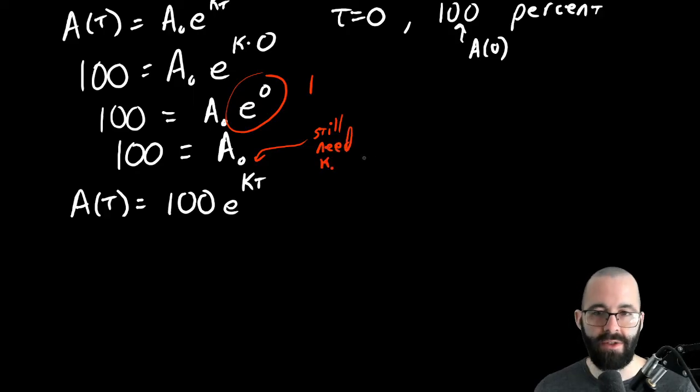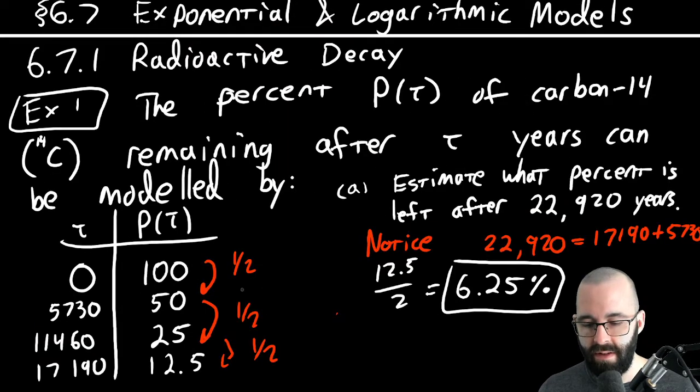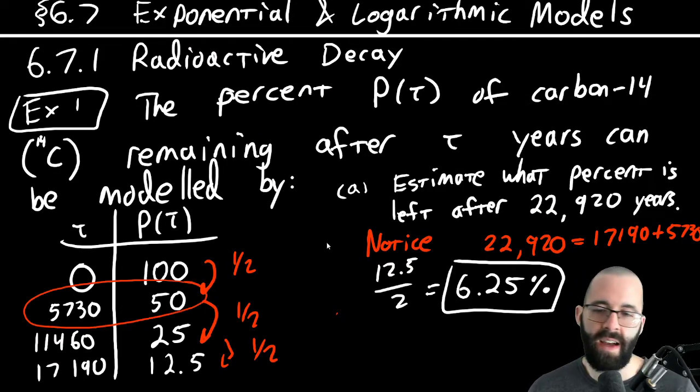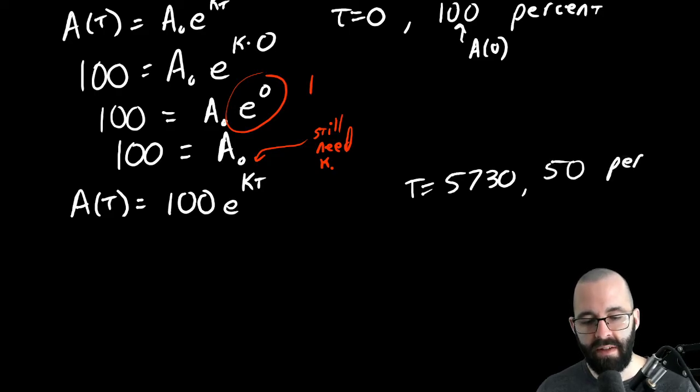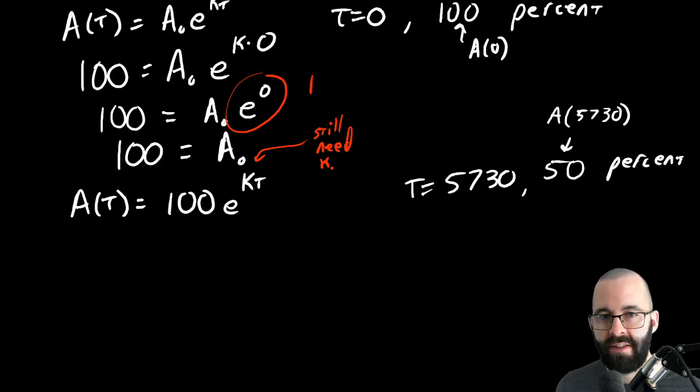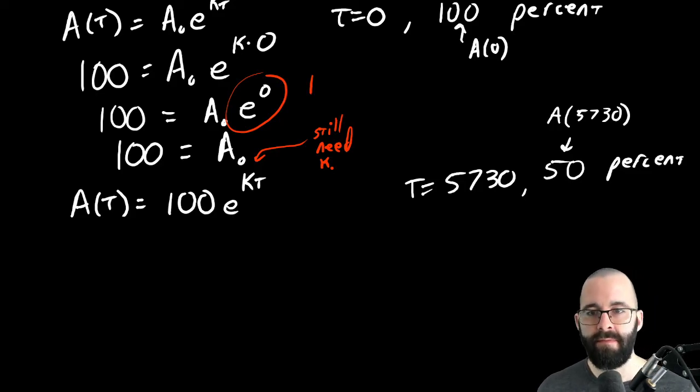And this is where things get a little trickier. We're going to need another point. You can choose any of these points. I'm going to choose the one that's the simplest. When t is 5730, p is 50%. So t is 5730 years, and we have now 50%. In other words, the percent remaining after 5,730 years is 50%. Now plug in these ones and let's solve for our k.